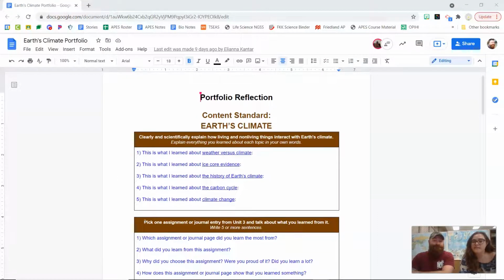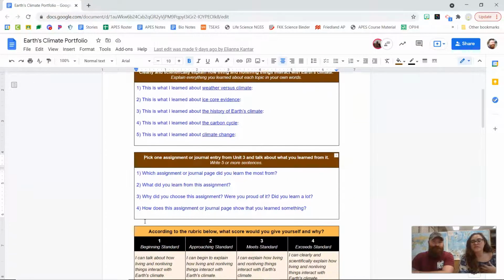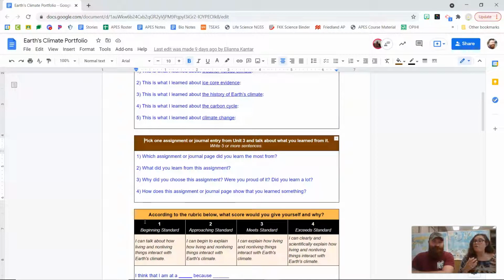So for the content standards, we have one of these for each unit. What you are looking at right now is the portfolio for the Earth's climate unit. So first we broke down what did they learn, right? What can they tell you about the different topics throughout the unit? And then we really wanted students to think about their work. What is an assignment they completed that they are really proud of? What is an assignment that they completed that shows they have learned something?